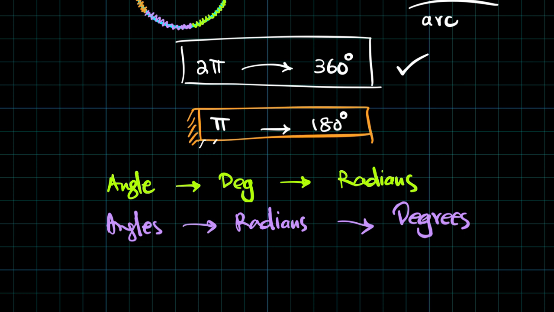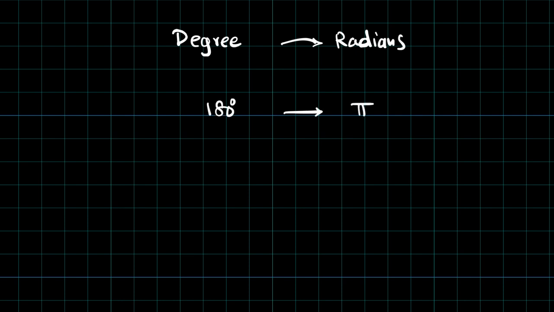All I need to remember is this conversion. Pi radians is equal to 180 degrees. Now let me illustrate some simple examples for you. Let's first go ahead and convert degrees to radians. So degrees to radians, let's start with the conversion that we have, which is 180 degrees is pi radians.